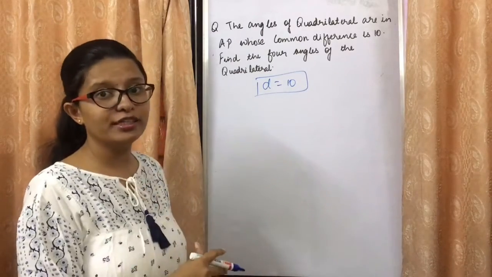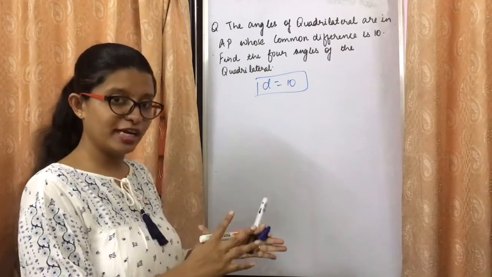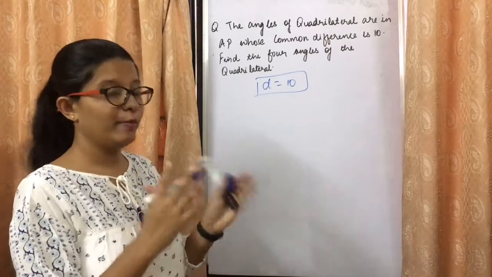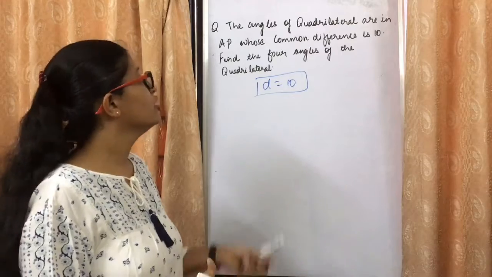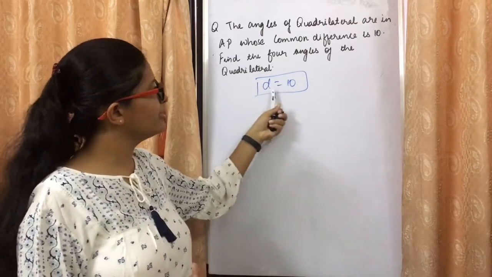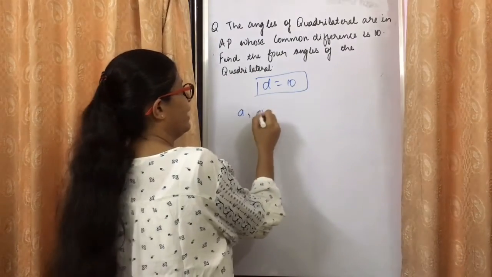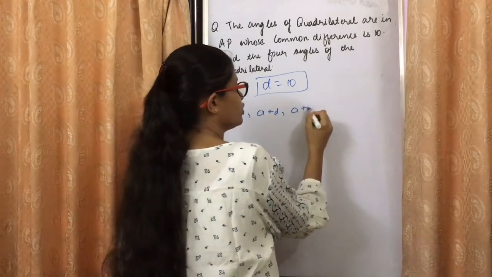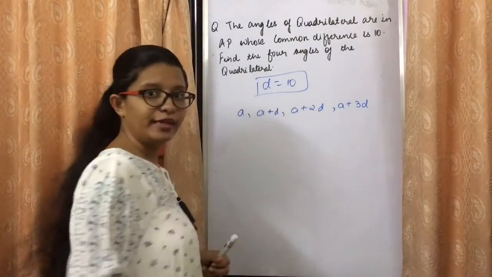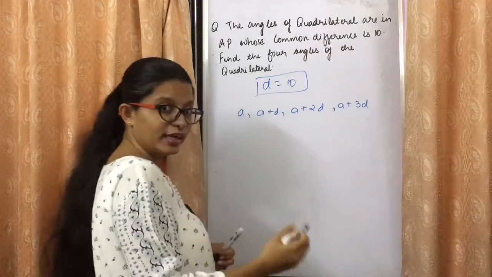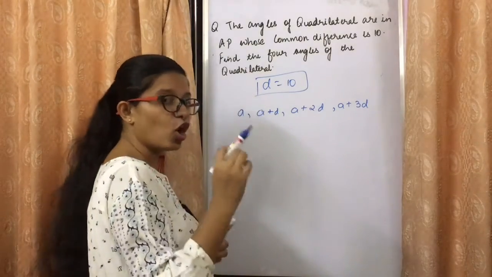And what we have noted in the note point was that if 4 numbers are in AP, we can take them as A minus 3D, A minus D, A plus D and A plus 3D. Correct? Now in this question, since D is already provided to you, you can take them as A, A plus D, A plus 2D, A plus 3D, as these are also in AP. This is what we learned in the first term, how to represent an AP. So these four angles are also in AP.